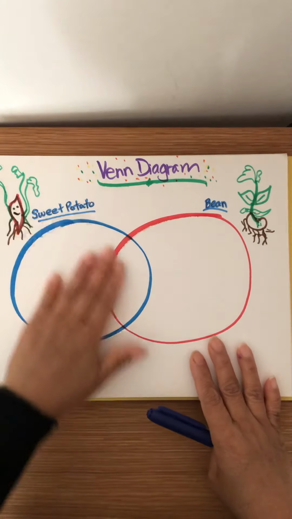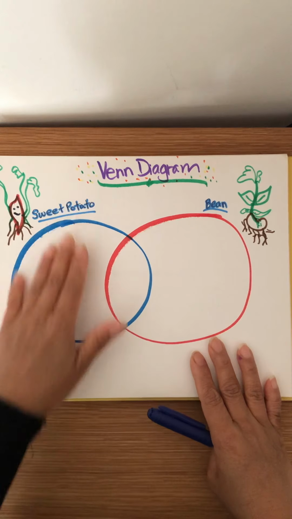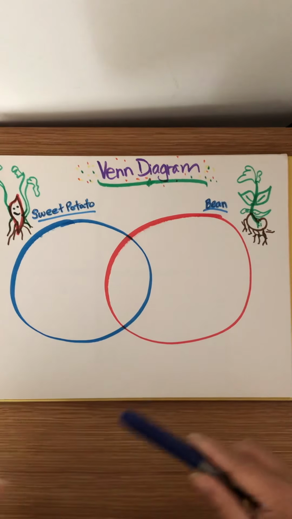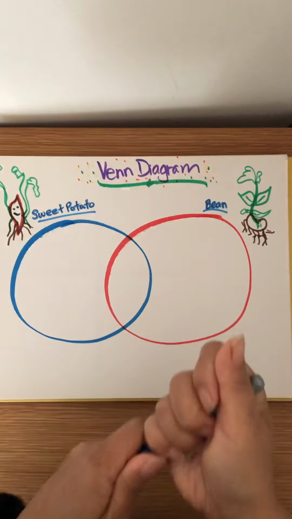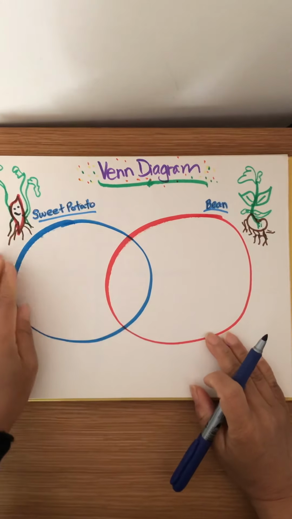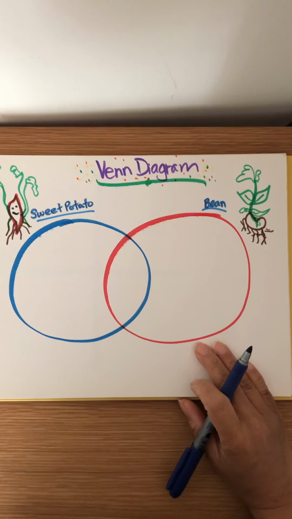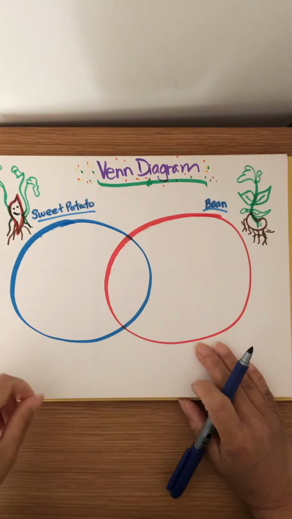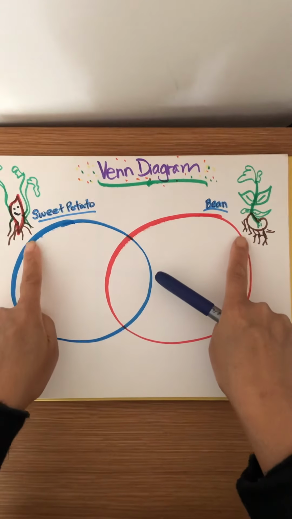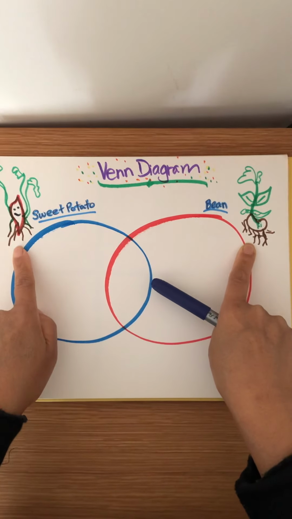So on the blue side is Mr. Sweet Potato, or just sweet potato, and on the red side is just the bean. First, let's look at the picture. Maybe we can share the middle first and look at what it is that they share that is the same. When we first started to grow them, what grew first? The roots. Both of the plants have roots.